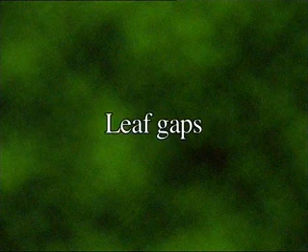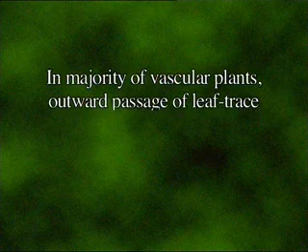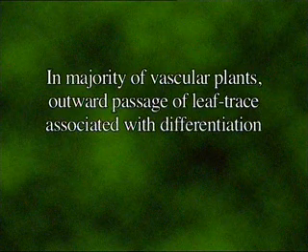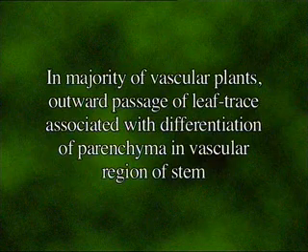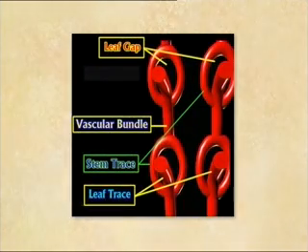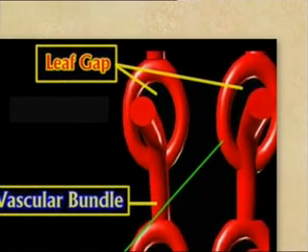Now, leaf gaps. In the majority of vascular plants, the outward passage of a leaf trace is associated with the differentiation of parenchyma in the vascular region of the stem, instead of vascular tissue, around and above the point of departure of the trace. This opening or break through which the cortex and pith become continuous is known as a leaf gap or lacuna.